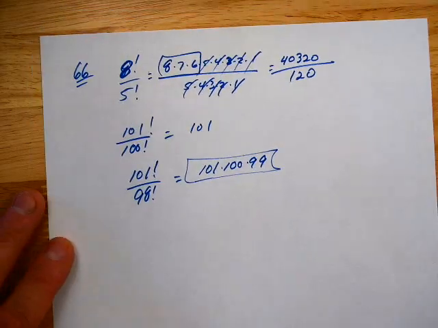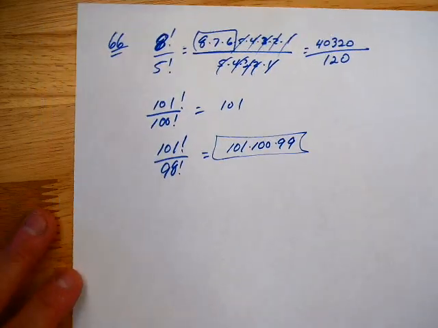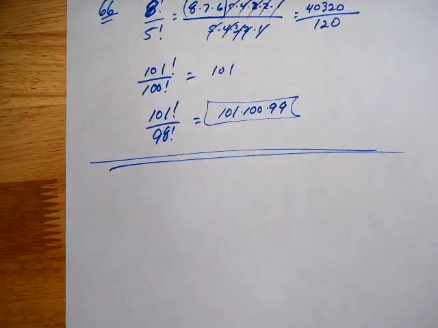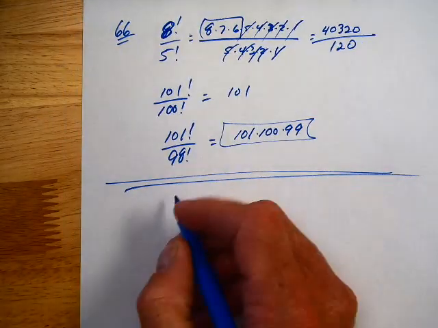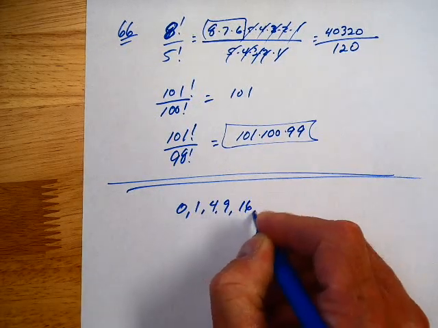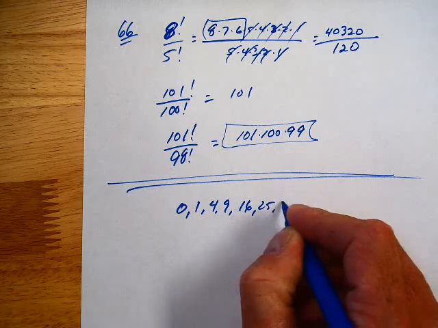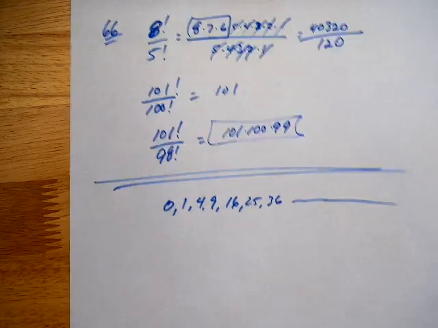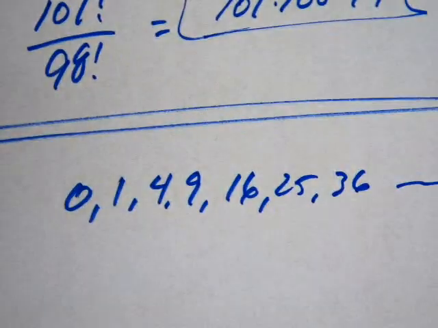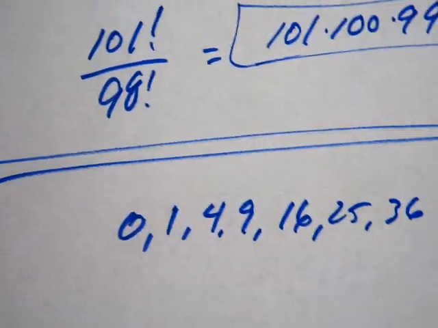Okay. So, next part is theoretical. Okay? Let's look at the perfect squares. 0, 1, 4, 9, 16, 25, 36, da-da-da. Those are just the perfect squares. There's nothing greatly complicated about that. It's just the result of taking something and times itself.